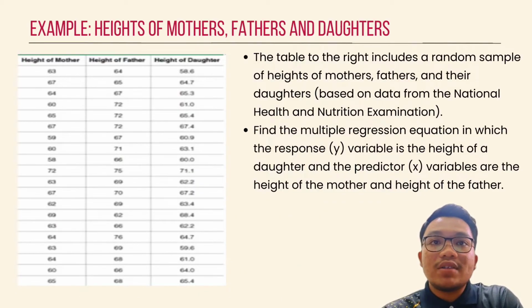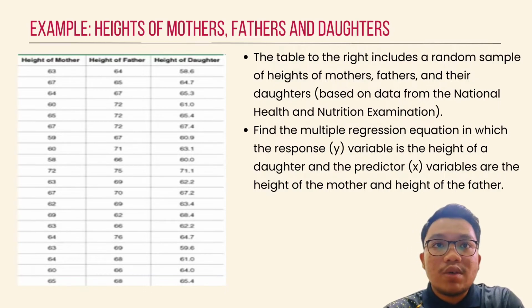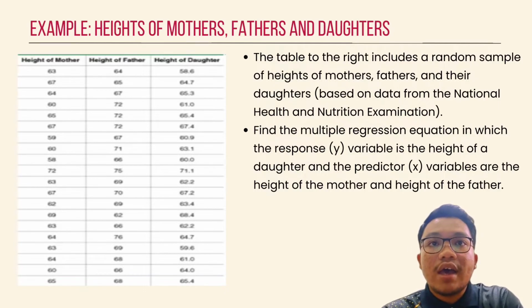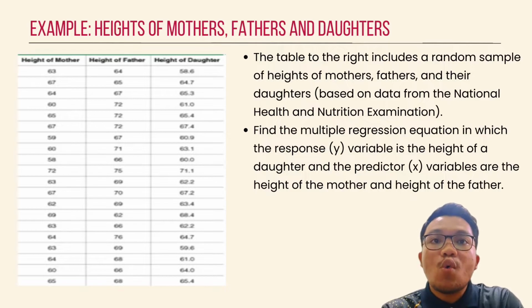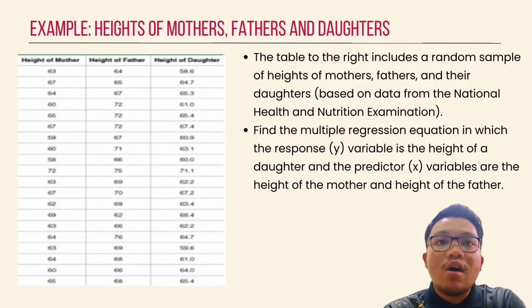Heights of mothers, fathers, and daughters. The table to the right includes a random sample of heights of mothers, fathers, and their daughters based on data from the National Health and Nutrition Examination. Find the multiple regression equation in which the response y variable is the height of the daughter and the predictor x variables are the height of the mother and the height of the father.